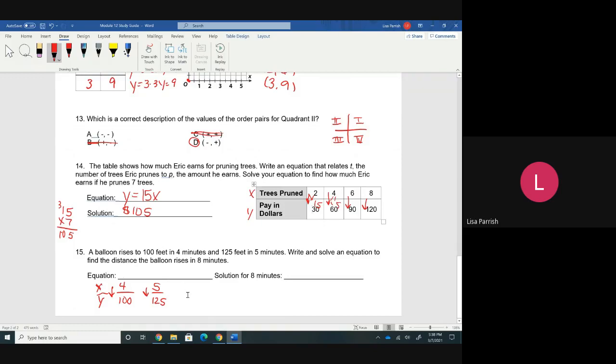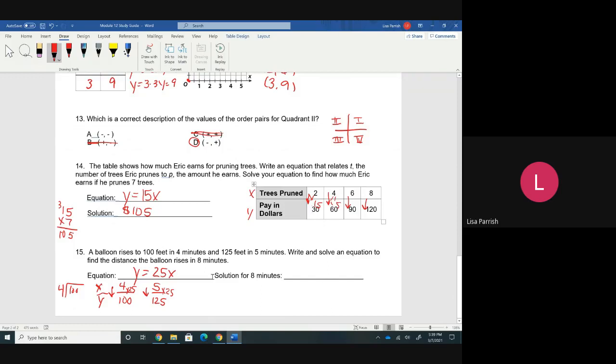Okay, so how do you get from 4 to 100? Think about coins. What 4 coins equal $1? Quarters. So that's times 25. Again, if you didn't know, you could have divided 4 into 100. 5 times 25. So my equation is going to be y equals 25x. 25 times x.